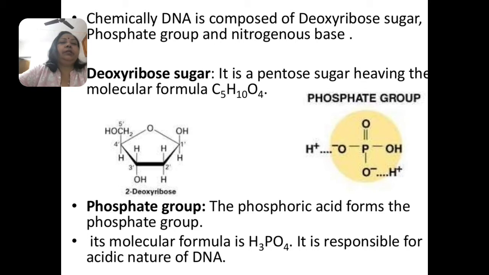It contains deoxyribose sugar. What is this deoxyribose sugar? It is a pentose sugar having the molecular formula C5H10O4, with the phosphate group. The phosphate group is formed from phosphoric acid, and its formula is H3PO4. Actually, this H3PO4 is responsible for the acidic nature of DNA.